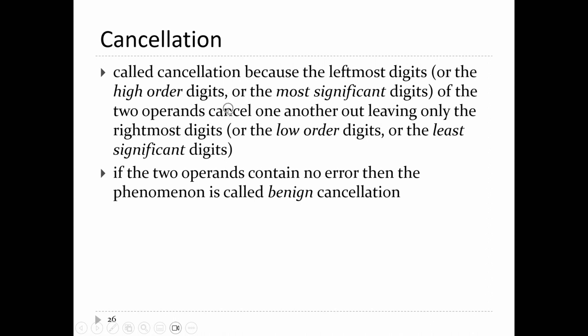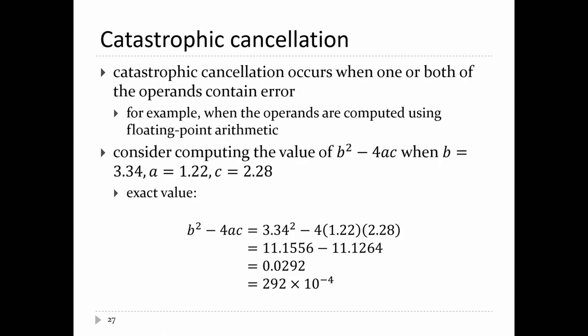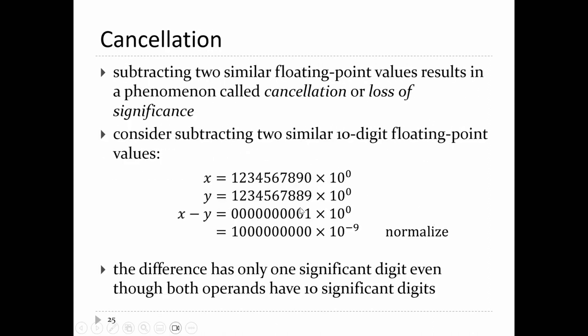So when you subtract two numbers, you always end up with cancellation. It's inevitable. That's just the way subtraction is defined. You lose all the high order bits or high order digits. The result, if you don't get zero, is typically that you only end up with the lower order digits, the stuff down here. So those are your low order digits.